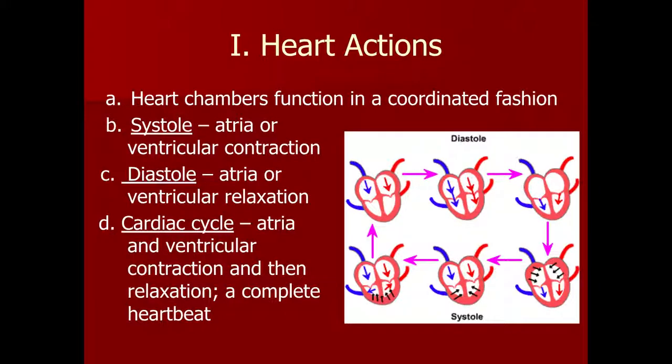The first one's called systole, and this is the actual chambers, the atria or ventricles, doing a contraction. And then diastole is the relaxation of those chambers. So a cardiac cycle is the chambers actually contracting and then relaxing, and we call that a complete heartbeat. So it's one contraction followed by one relaxation, and that's what this picture is showing here. The diastole, the relaxation, is when we can actually fill the chambers with blood, and then the systole is when we're actually pushing that blood up and out of the chambers through the different vessels that it needs to go through.